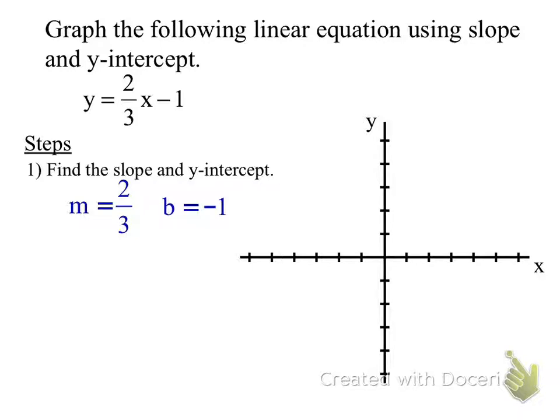What does that mean? It means that you would start at the y-intercept. We would start at the y-intercept, which is 0, negative 1. So I'm going to negative 1 on the y-axis. That will be my starting point. Got it? Did you see that? I'm taking the negative 1 and I'm plotting it right there.